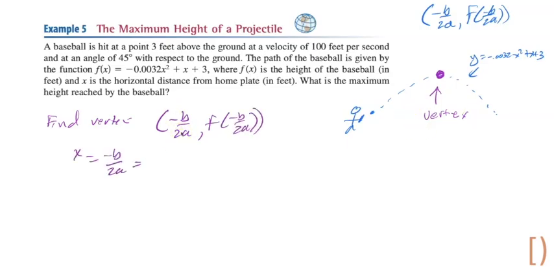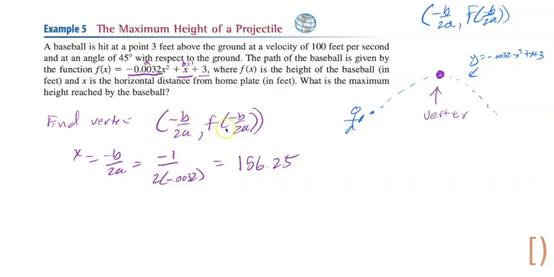What's my a, b, and c? Right, well, we have the equation. A is here. B is 1, because you don't see a number in front, and then c is 3. So -b, -1 over 2 times -0.0032. I'm going to need a calculator. And that's going to get me 156.25. So that's my x on the vertex.